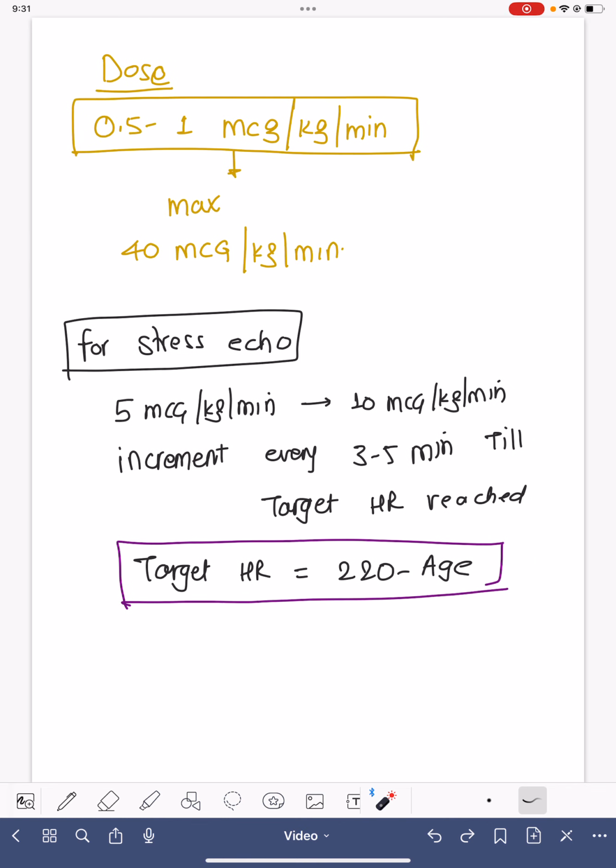So what is the dosage? The dosage is 0.5 to 1 microgram per kg per minute, and the maximum which we can give is 40 microgram per kg per minute. But this much of a dose is very hardly used.